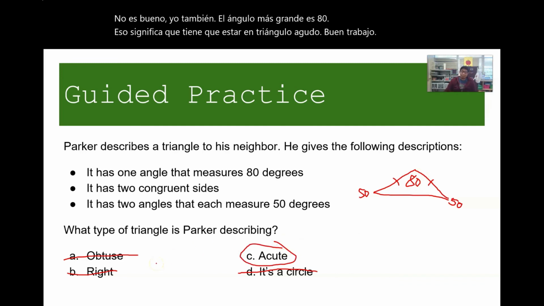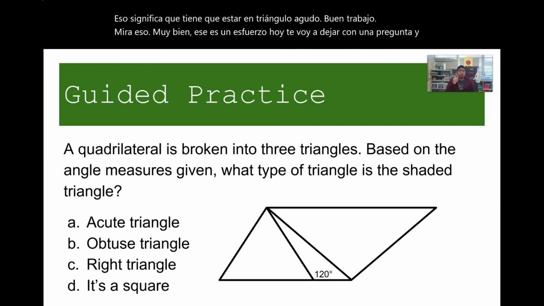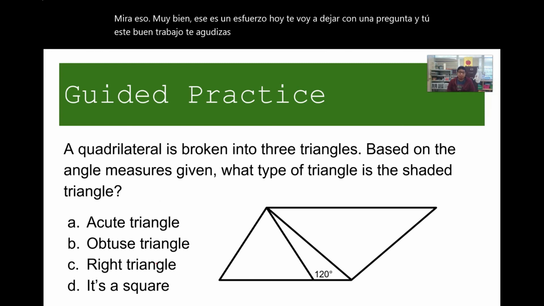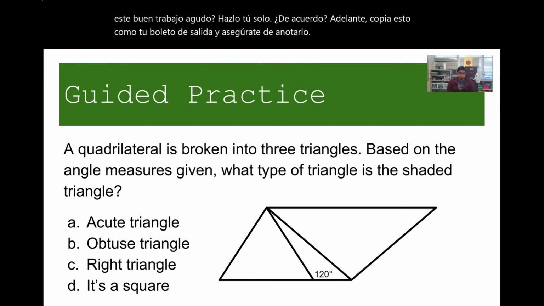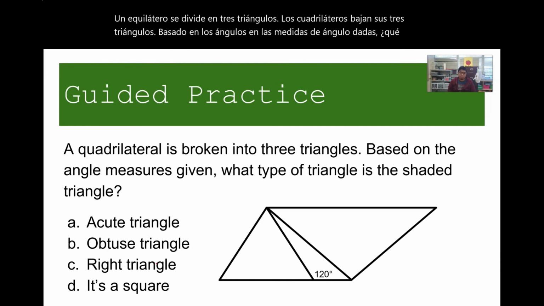All right, that is it for today. I'm gonna leave you with one question. Good job, acute. You do this one by yourself, okay? Go ahead and copy this down as your exit ticket. An equilateral triangle is broken into 3 triangles. A quadrilateral is broken down into 3 triangles. Based on the angle measures given, what type of triangle is the shaded triangle?